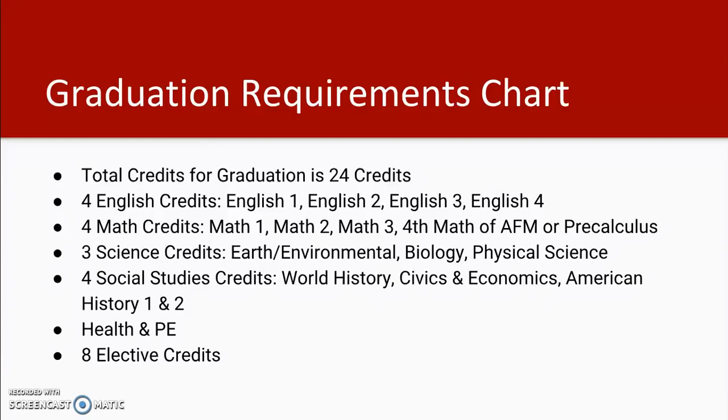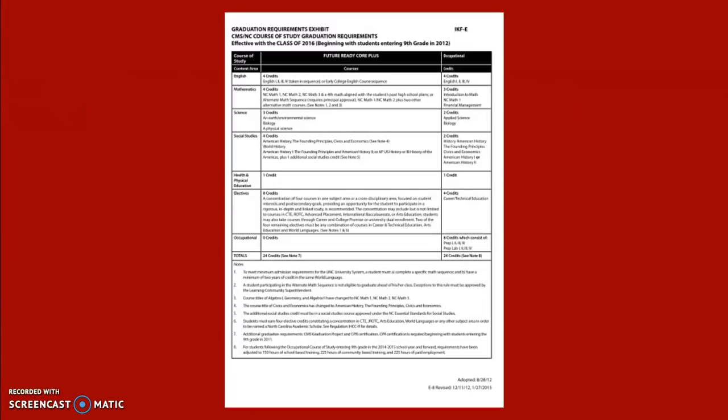Everyone needs 4 English courses and should progress in the order of English 1, English 2, English 3, and English 4. Everyone needs 4 math credits, but the exact math courses may differ depending upon level of ability. The usual progression would be Math 1, Math 2, Math 3, and a 4th math such as AFM or Pre-Calculus. There are alternate courses available as needed. Please refer to page 30 in the course planning guide for information regarding math selections.